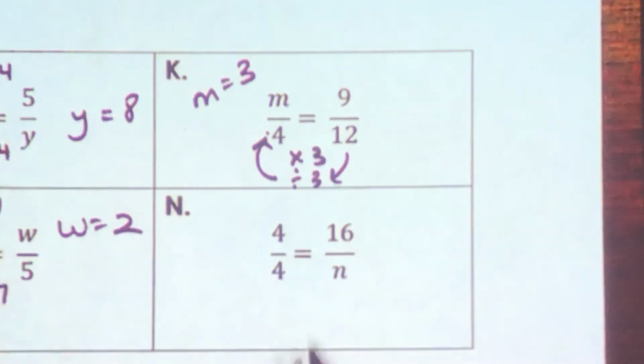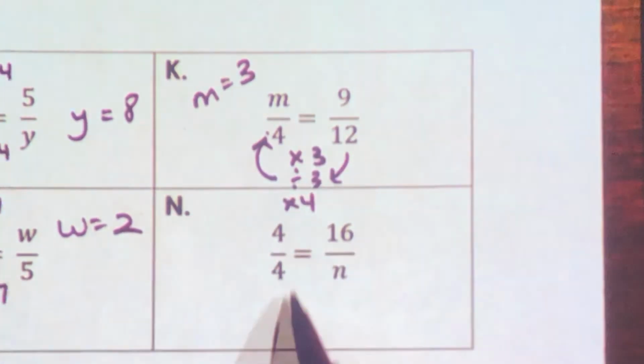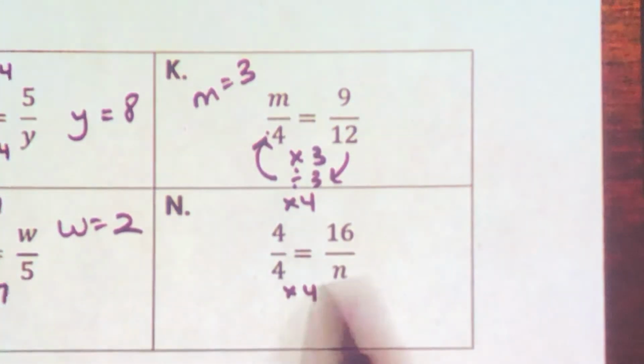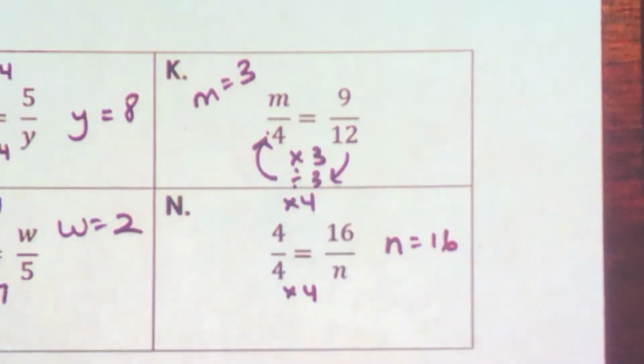If you're looking at this and you're like, well, I'm going to use the same strategies we've been using, and 4 times 4 is 16, so I'm going to multiply the bottom by the same thing. 4 times 4, also 16, so that means n equals 16.